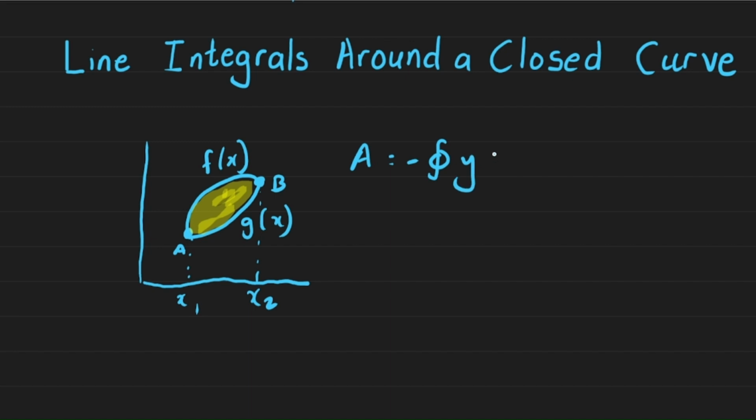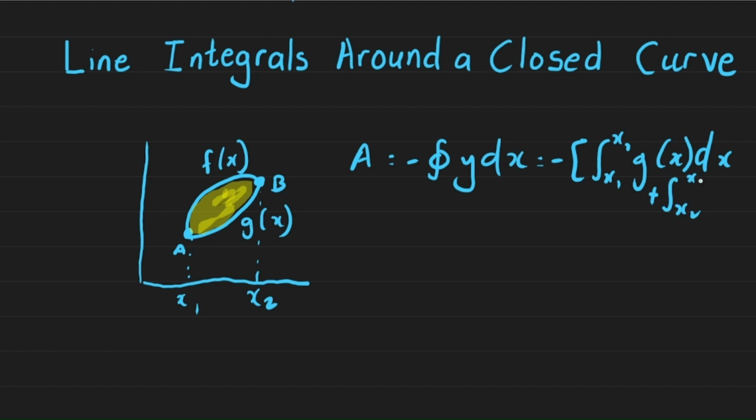And the area in question is given by y dx, and we saw that this is actually minus, firstly along the bottom curve, the integral from x1 to x2 of g of x dx, then the integral from x2 back to x1 of f of x dx.